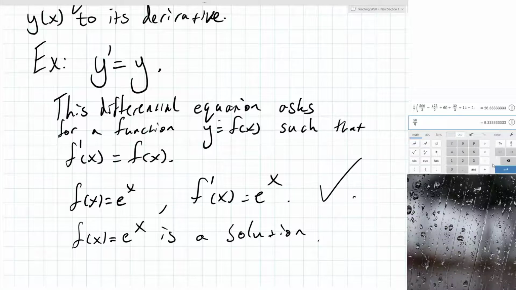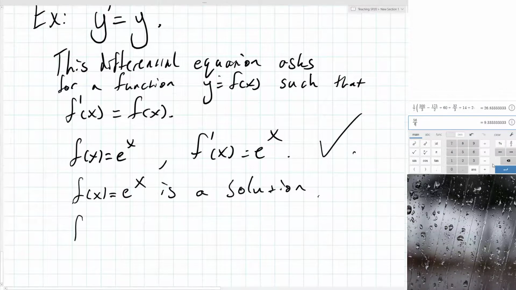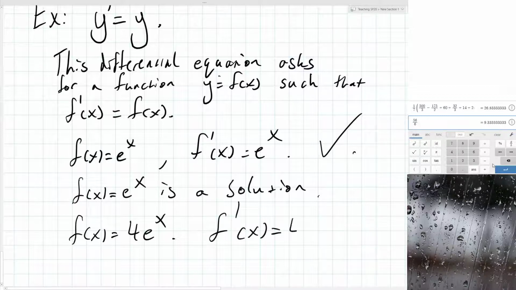For example, it turns out that if we let f of x equal 4e to the x, that still works, right? Because f prime of x is equal to 4e to the x as well. We just pull the constant out, take the derivative of e to the x, and we get e to the x back. So this is also a solution.